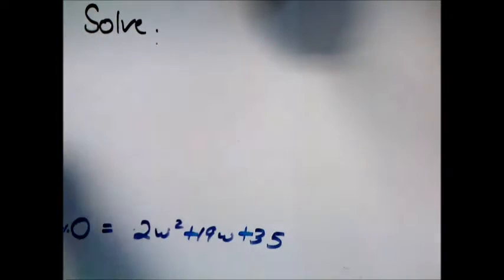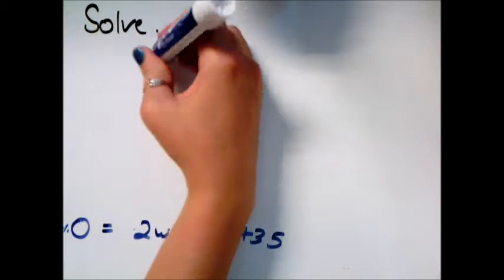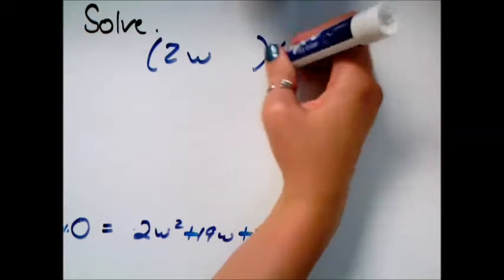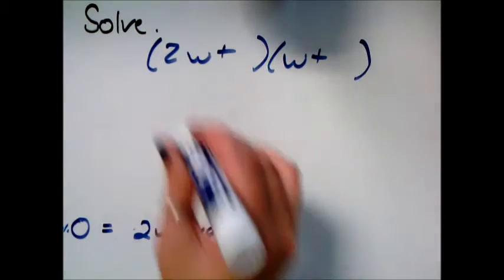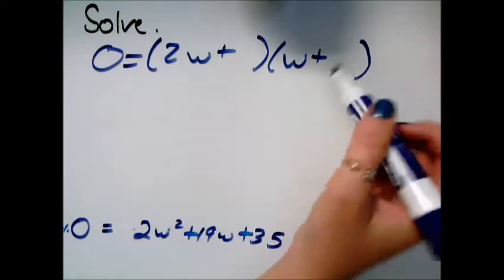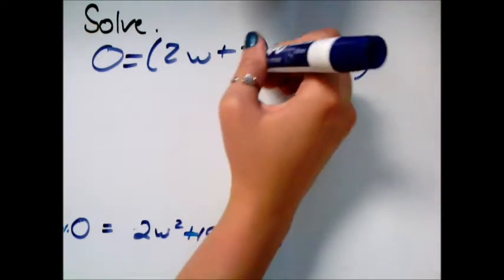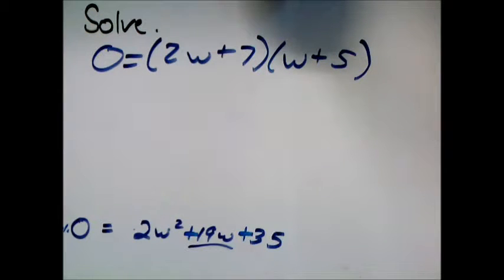I could do AC method, or I could try guessing and checking. 35 is not a prime number, but at least 2 is, so I know that it's got to start with 2w and a w as my first terms, and I know everything's positive because everything here is positive and the whole thing's equal to 0. So let me think of factors of 35, like 5 and 7. So if I put a 5 here, just showing about guessing and checking, that gives me 10w and 7w. That gives me 17, so not quite.